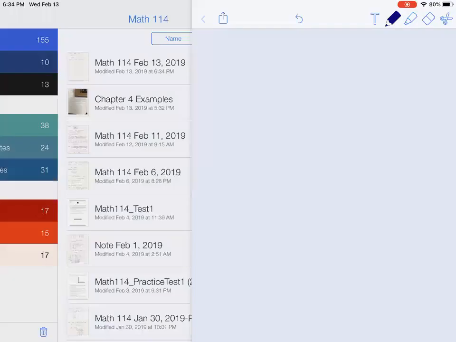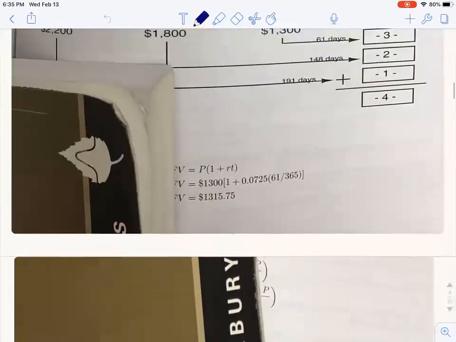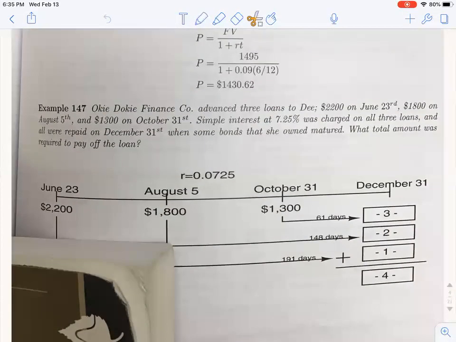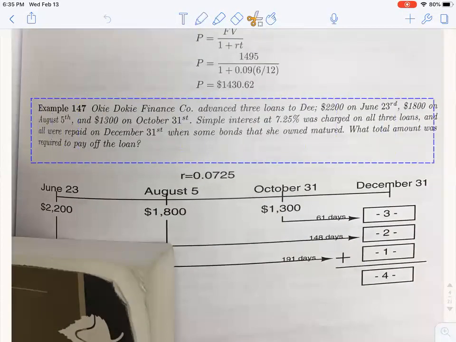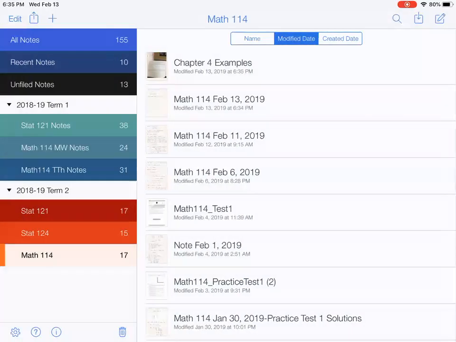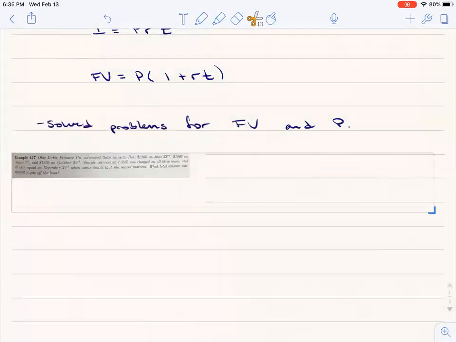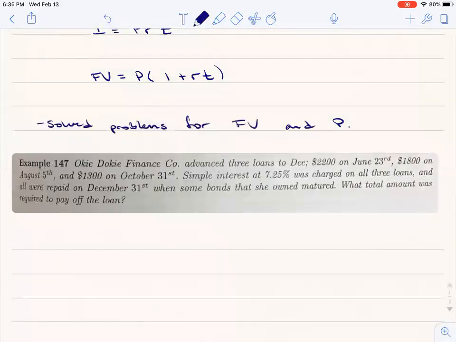So we'll do example 147. Mostly because I think it's really fun to say. Okie dokie finance company. Well, I'll do a little squiggly end of review thing here.